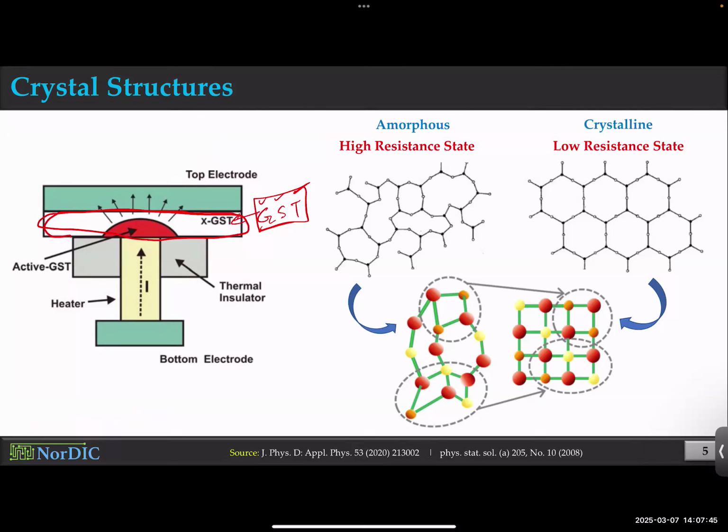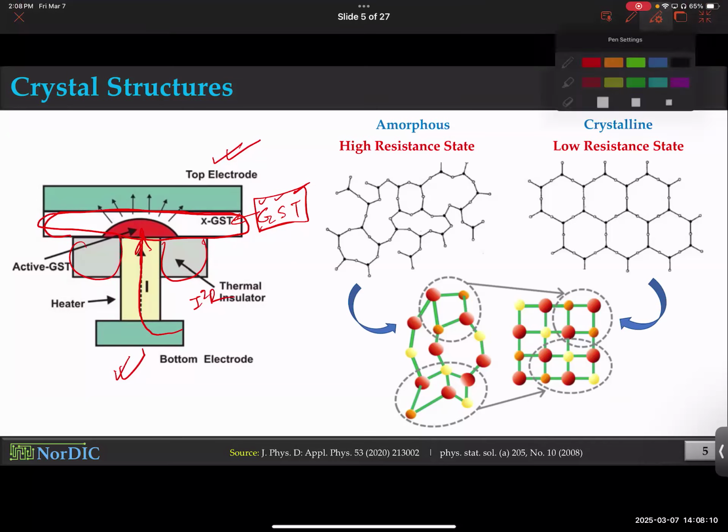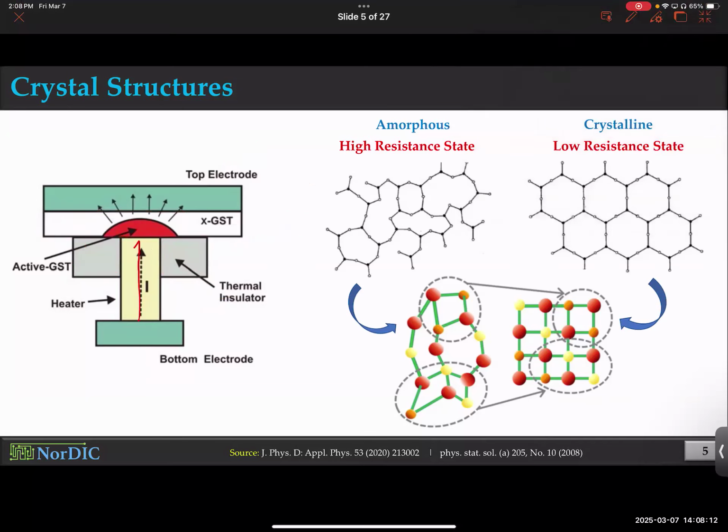So GST. And on top of it, you have an electrode, metal electrode. At the bottom, you have an electrode, and you have some thermal insulation around it. Why is that? Because we're trying to channel current through the material. What that current does is it generates heat, because I squared R is the resistive heat that we generate when we flow current through a resistor, right? And we design it this way so that we can channel the most amount of heat to this material, GST.